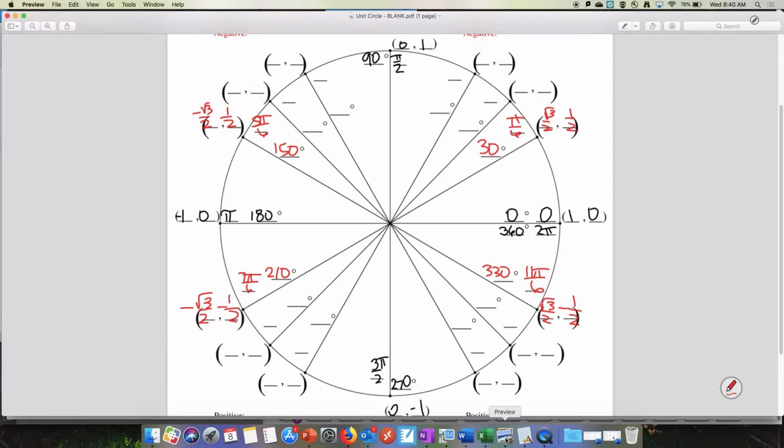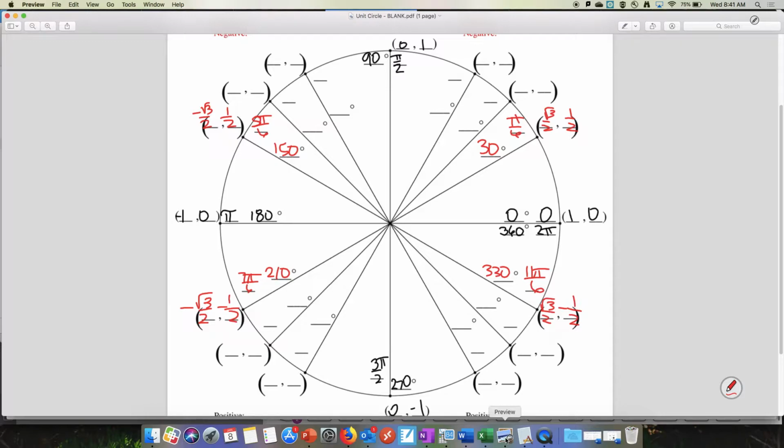Look at those red coordinates, pink coordinates, whatever. Besides positives and negatives, what's true about all the x's? They're all square root of 3 over 2. What's true about all the y's? They're all 1/2. It just depends on which quadrant we're in, indicating if it's positive or negative.